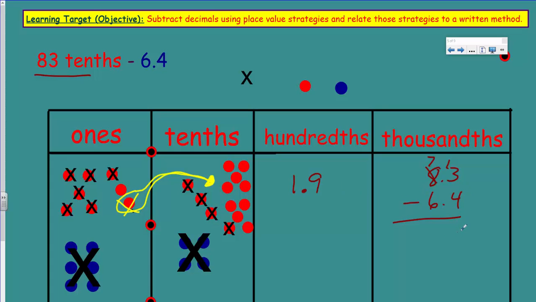13 minus 4 is 9. And remember the decimal point? That's right. Bring it on down. We need to make sure that we bring that decimal straight on down. And then 7 minus 6 is 1. Oh, the beauty. It's such a lovely picture.